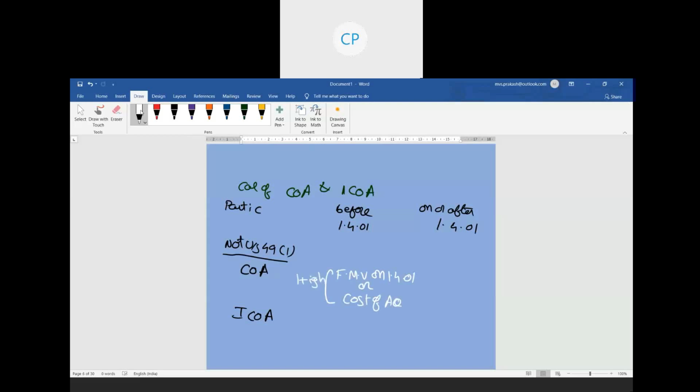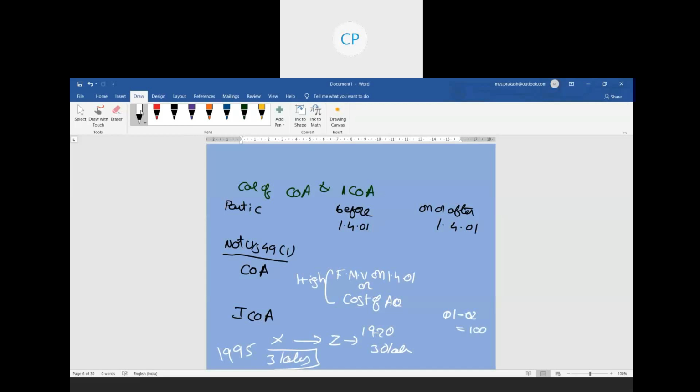Now coming to indexed cost of acquisition. Let me give an example again. Say X is selling land to Z in the year 2020 at a consideration of 30 lakhs, and X purchased the property in 1995 for 3 lakhs. He is selling a 3 lakh asset for 30 lakhs. Since when did the index tables come into force? The index tables came into force from 2001-2002. Initially, the index table starts with 100.